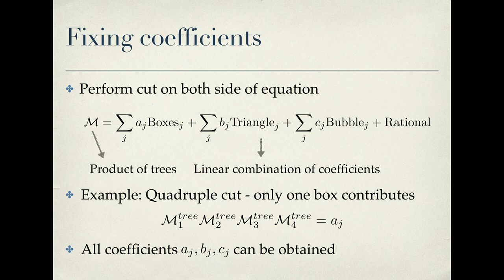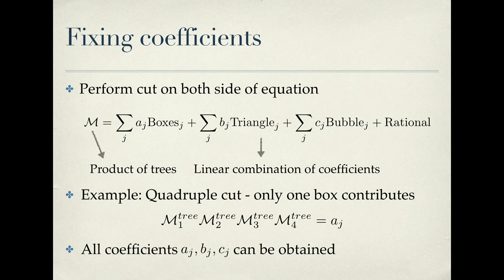If we want to fix coefficients of triangles, we can only cut three propagators. Now, of course, then we get mixing from boxes because the box integrals have four propagators, so there is a subset of three. Many box integrals have a given three propagators in them. But it's only the boxes and one triangle integral, so we get a linear equation between aj and bj, and then if we also fix that, we get linear relations between aj, bj, and cj. So in the end, we generate a set of linear relations for aj, bj, and cj. These rational terms cannot be obtained from these cuts because they don't have any propagators. There is no loop momentum dependence.